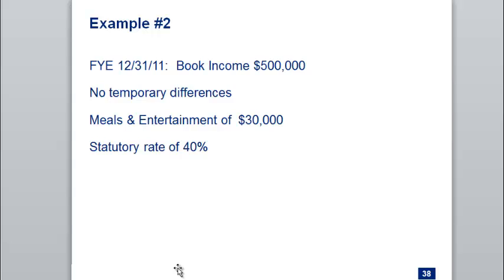50% of meals and entertainment. Right. Okay. So only half of the $30,000 expense for meals is deductible. The other half is non-deductible. So our taxable income isn't 500 grand, it's 515 grand. So our tax liability is 40% of 515, right? Or 206. So step one, our liability that we would accrue a payable for would be 206. Right?